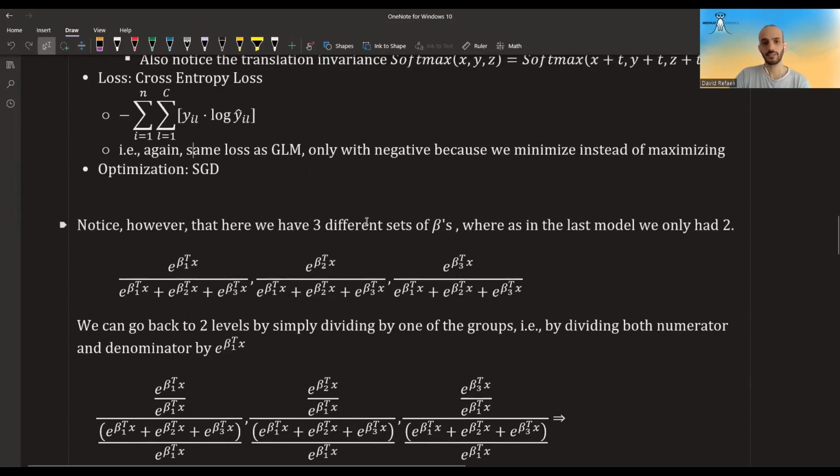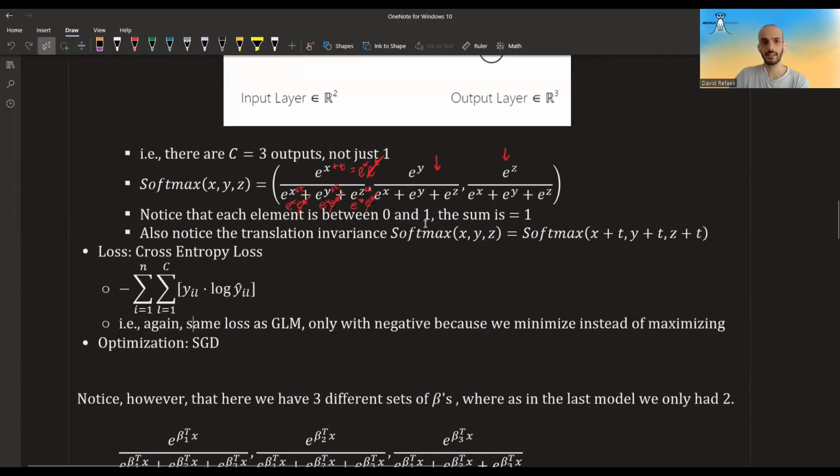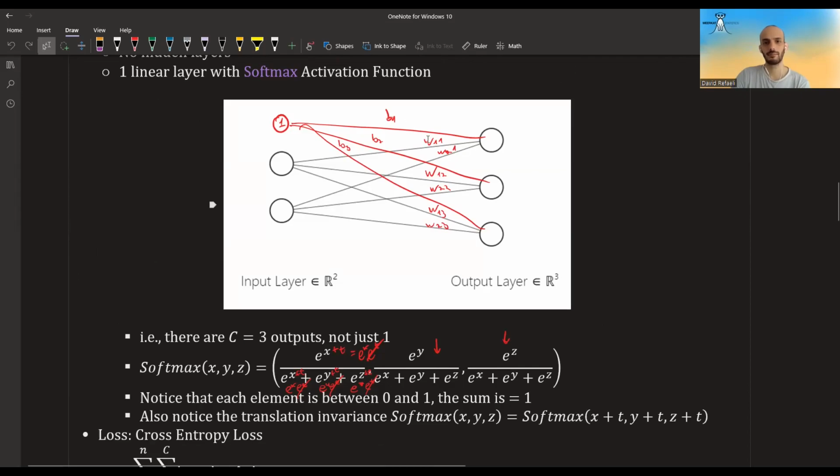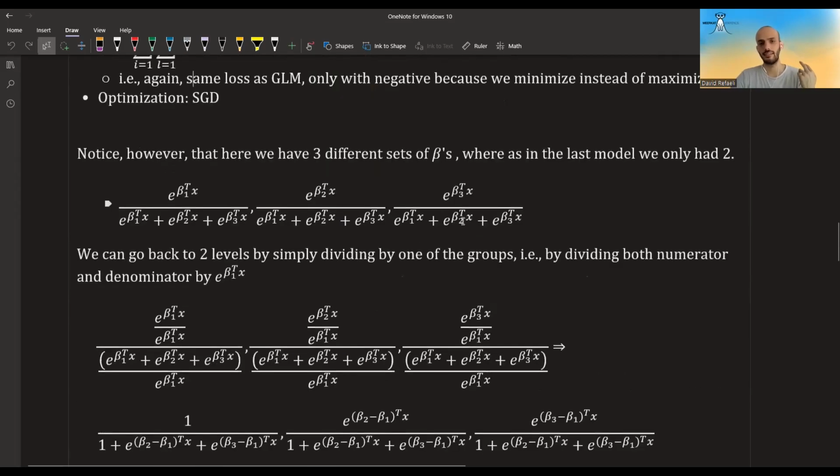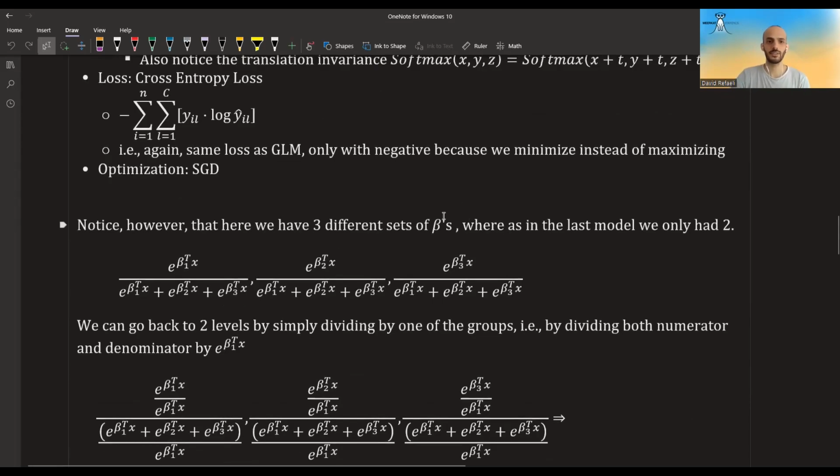Notice, however, there are 3 different sets of betas here, right? So we get B1, W11, and W21 for the first output, B2, W12, W22 for the second output, and etc. for the third output. But in the GLM model, we only had 2 sets of parameters, and the other one we just said it's equal to 1. We said that the betas are 0.